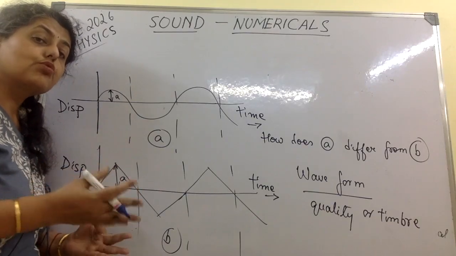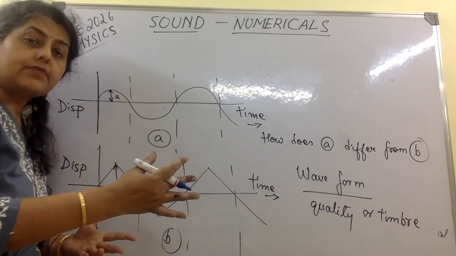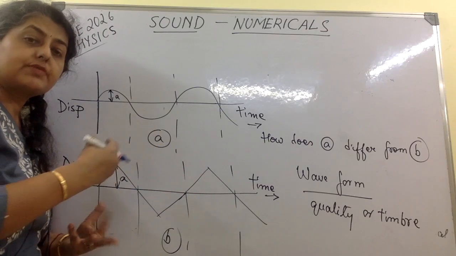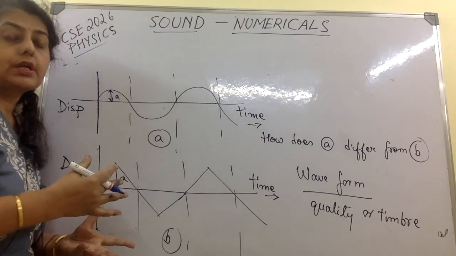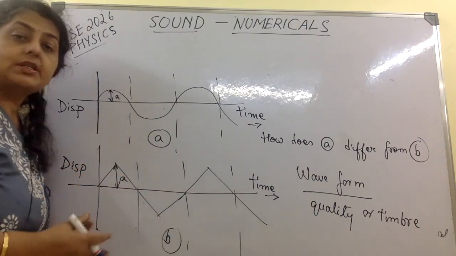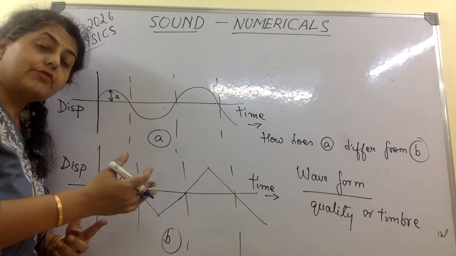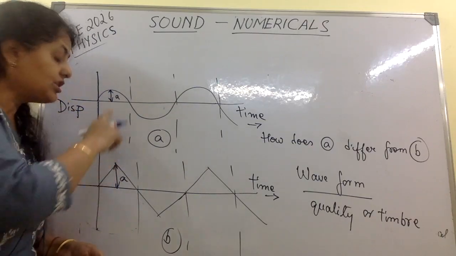Okay, and how does quality or timbre differ? Frequency differentiates by different numbers of waves per second and all. But how does quality differ? Quality differs because of the difference in waveform. Look at the waveform, it is clearly different. Though frequency is the same, even these two waves will have the same loudness also, because the amplitude is the same.